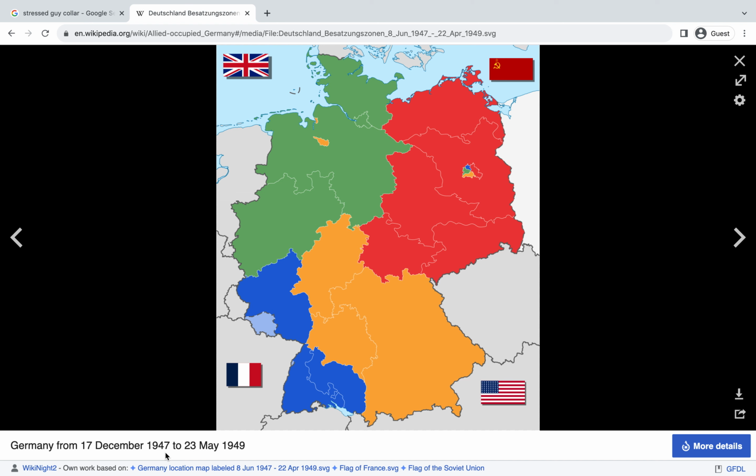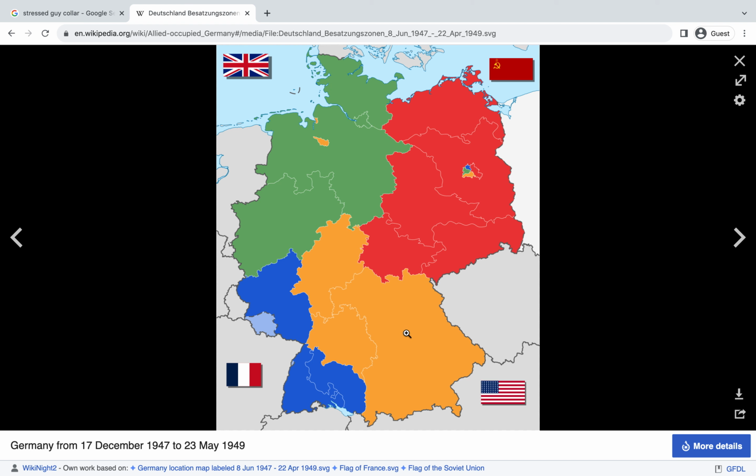So this entirety you see here is Germany after World War II has ended. As you can see here, World War II ended in 1945. This is 1947. And what I really want you to notice here, and this is important, red is Soviet Union. Green is the British. Blue is the French. Orange is the United States. This is how they decided to do it. They decided to take Germany and say, okay, this zone, Soviet Russia, you get this zone. United Kingdom, you get this zone. Over here, France, you get this zone. Over here, America, you get this zone.